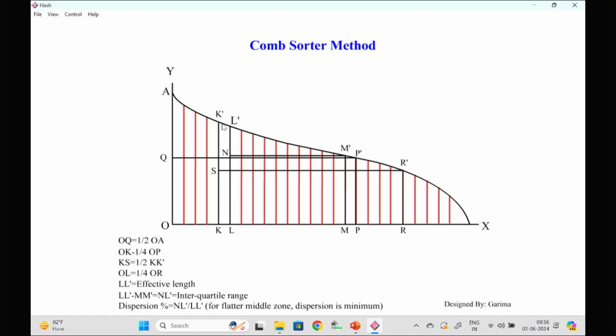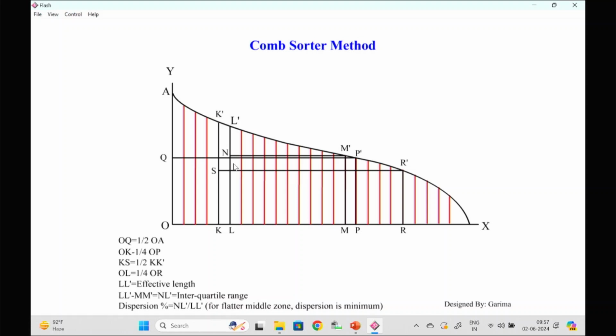Now for the second approximation, we take the midpoint of K dash, which is S, and do the same thing. OR, then OL is the point which is 1/4 of OR, and if we take the vertical line, L dash is the second approximation of the upper quartile length. This is defined as the effective length.